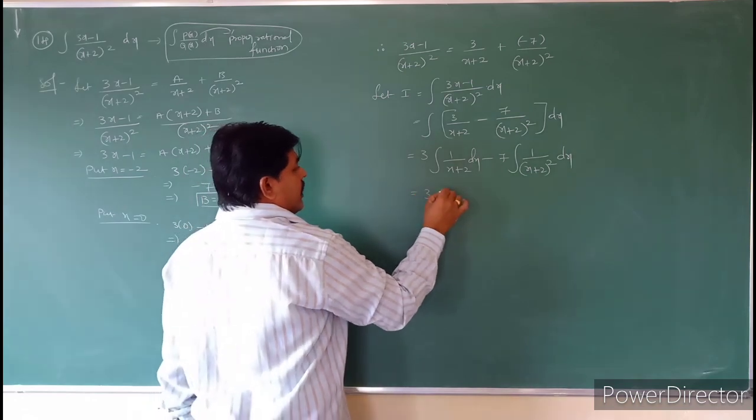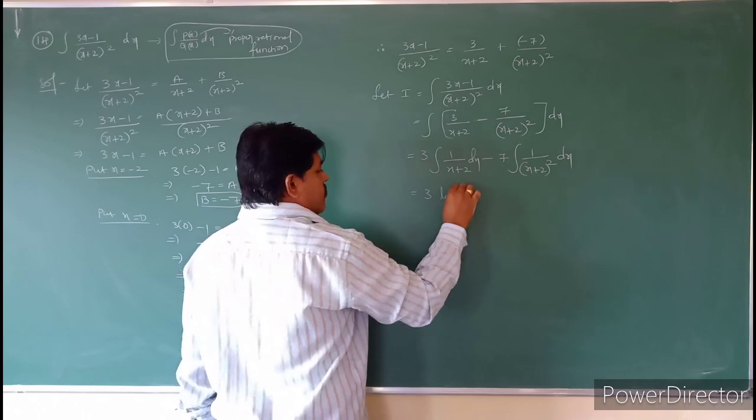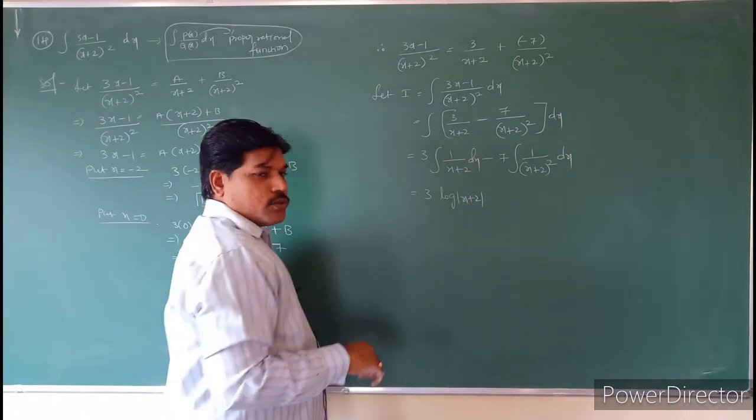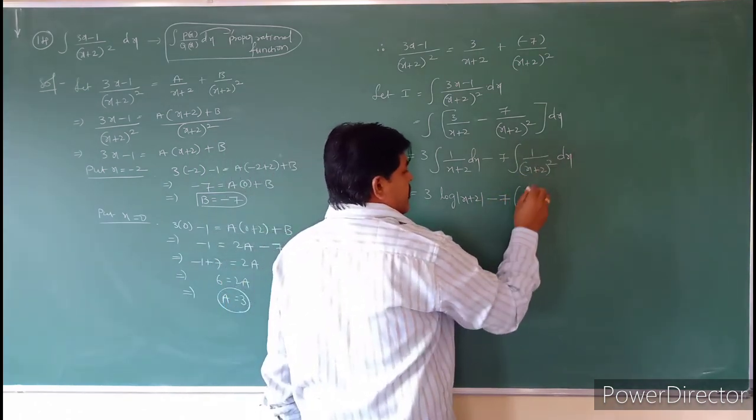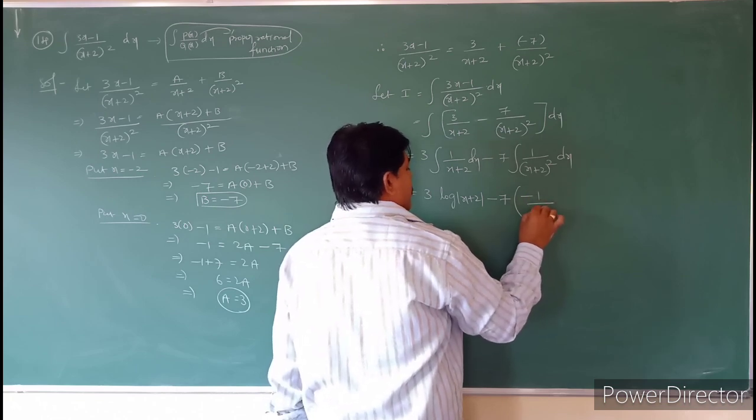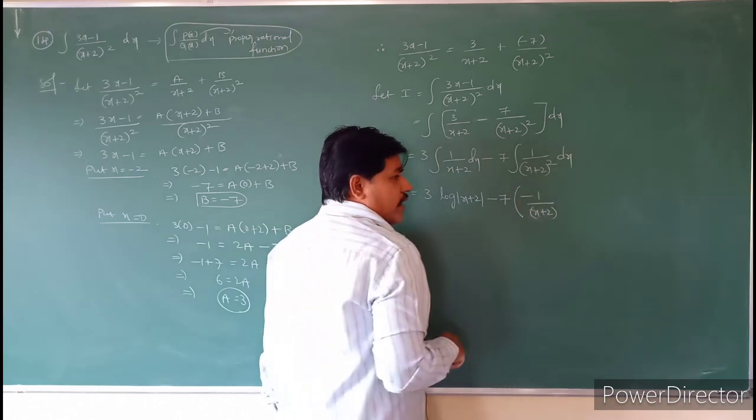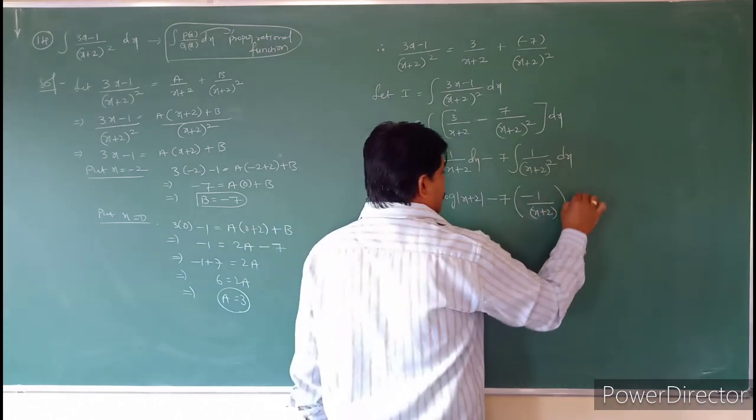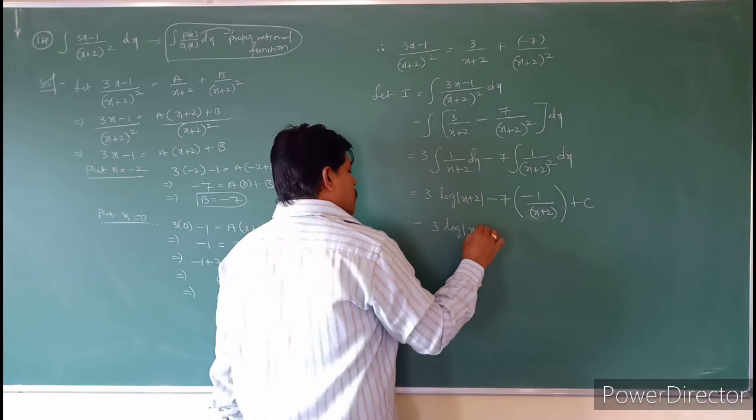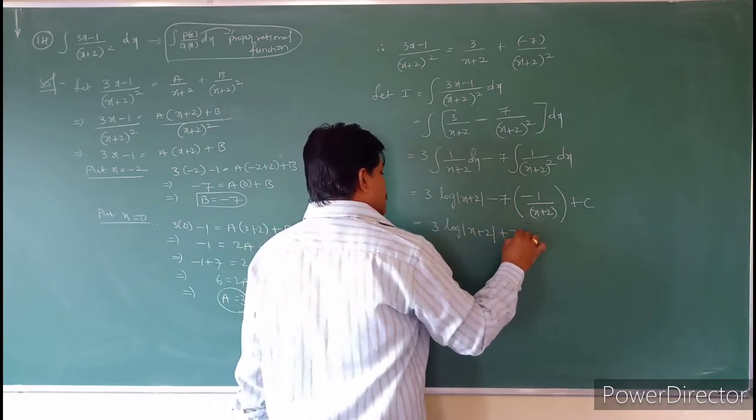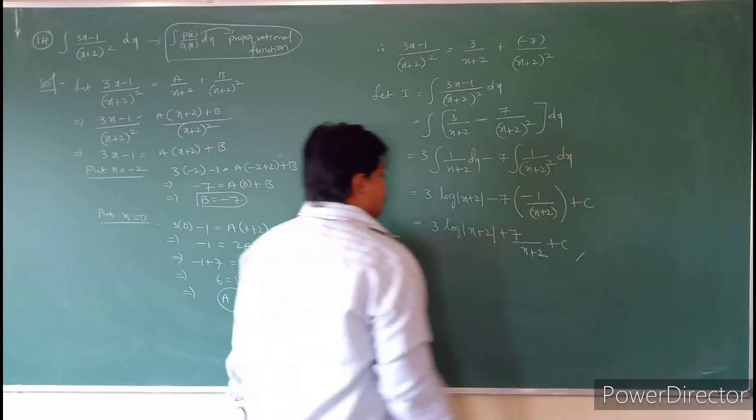So that is equal to 3 into log of ax plus b. Integral of 1 by ax plus b is nothing but log mod ax plus b. So you will get 3 into log mod x plus 2, minus 7 into integral of 1 by ax plus b whole square, which is minus 1 by ax plus b, so minus 1 by x plus 2. The derivative of x plus 2 is 1, so there is no need to write it, plus c. So the final answer is 3 into log mod x plus 2 plus 7 by x plus 2 plus c.